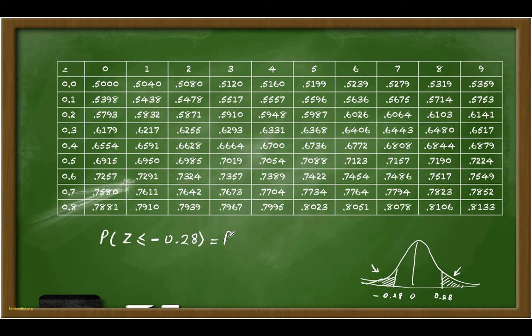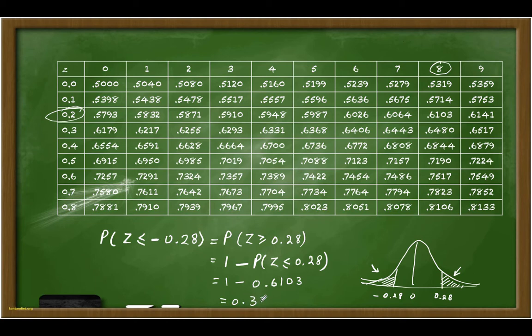So in other words, we can say the probability that z is less than negative 0.28 is the same as the probability that z is greater than or equal to positive 0.28. And if you want to find the probability for greater than, this table always gives the cumulative probabilities of the same point or less. So we can say 1 minus the probability that z is less than or equal to 0.28. So 1 minus the probability for 0.28, which is 0.2 and 8 at the top, so it's 0.6103, and when you subtract it, you get 0.3897.